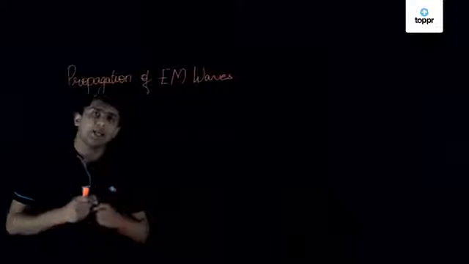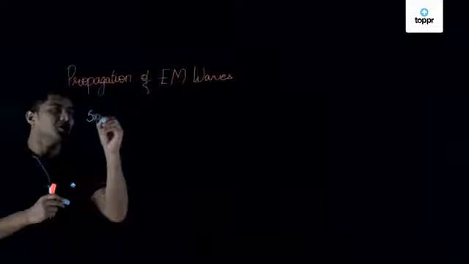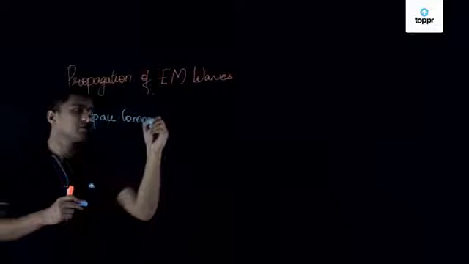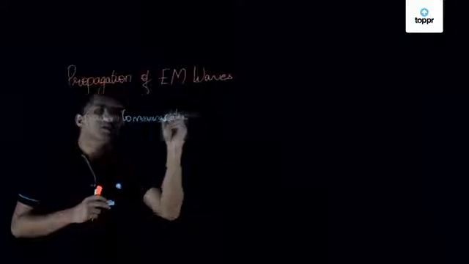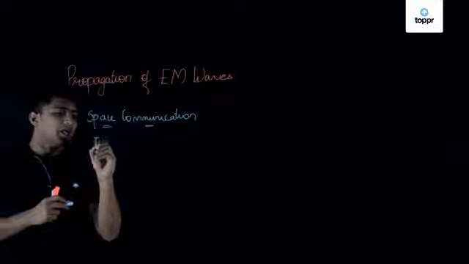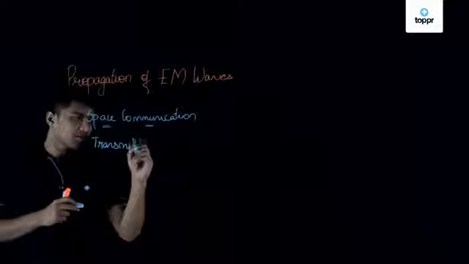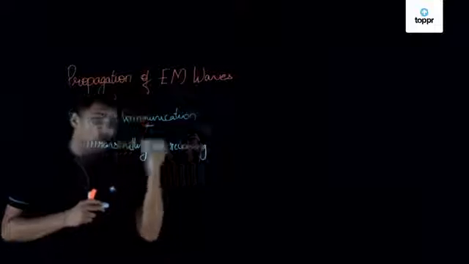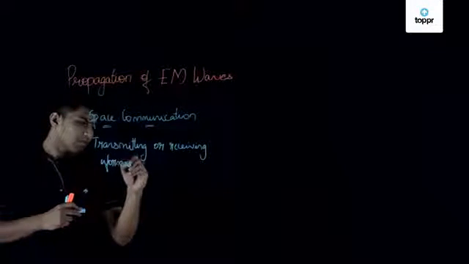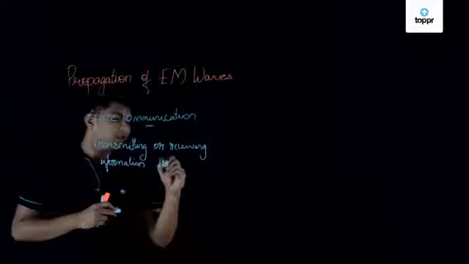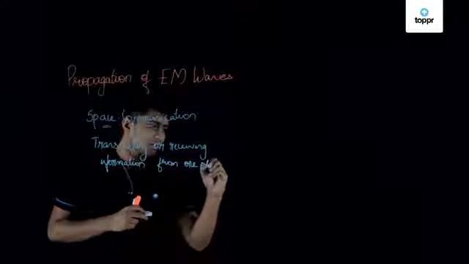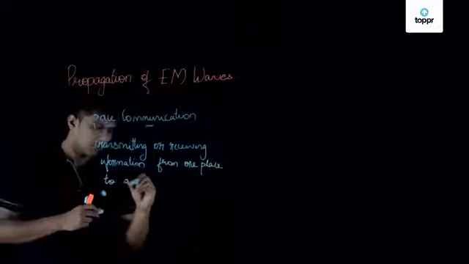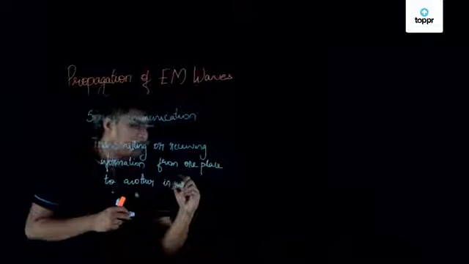Okay. Now let's understand in what manner or how these electromagnetic waves are transmitted from one place to another. So basically the electromagnetic waves are transmitted using space communication. So what is space communication? Space communication is nothing but transmitting or receiving information from one place to another in a physical space medium.